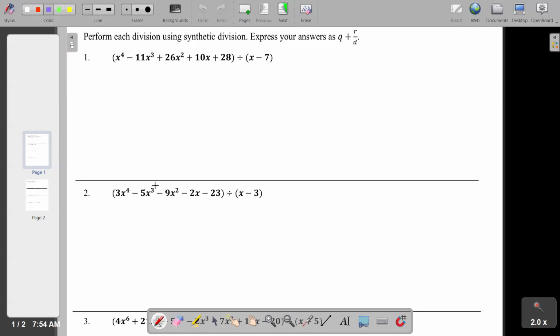Got her. So what I'm going to do is set up the synthetic division. That is all I'm doing in page one. So I'm going to pull the numbers off of my polynomial. Remember, be vigilant to watch for zeros for missing terms. So there's a 1 on the x to the fourth, a negative 11, a 26, a 10, and a 28.